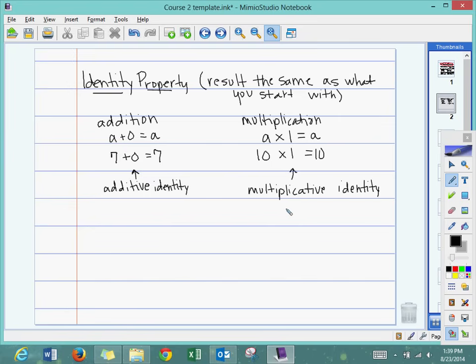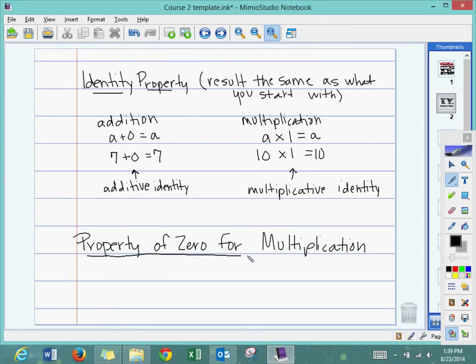One more property from this lesson, and then we're going to jump ahead. The property of 0 for multiplication. The book will show that as A times 0 equals 0. So if I multiply any number by 0, I will get 0 as the answer. So 8 times 0 equals 0.